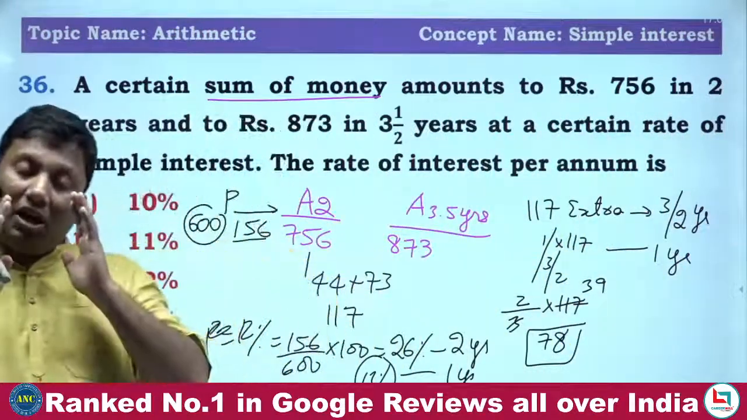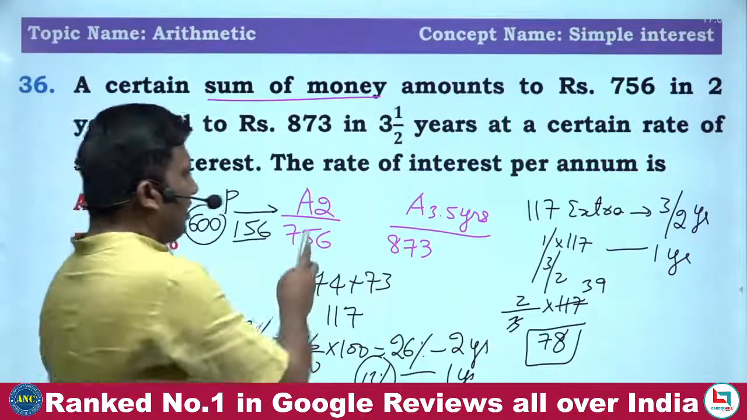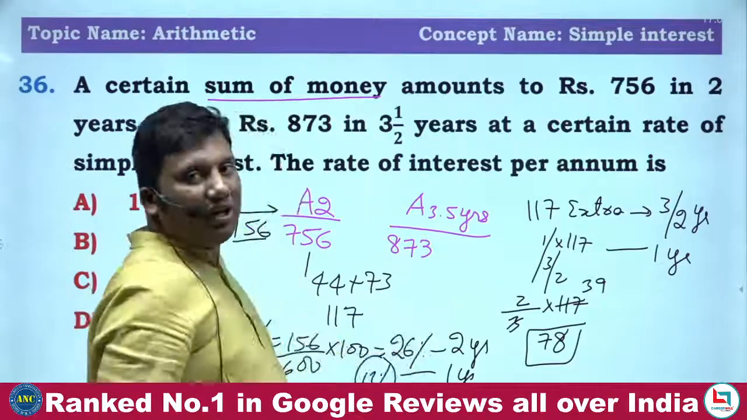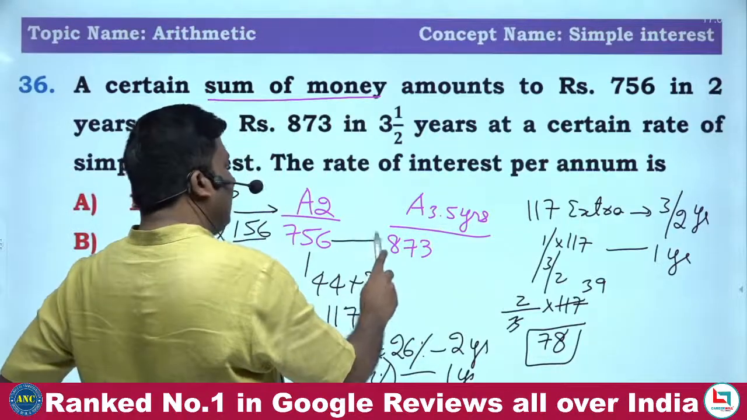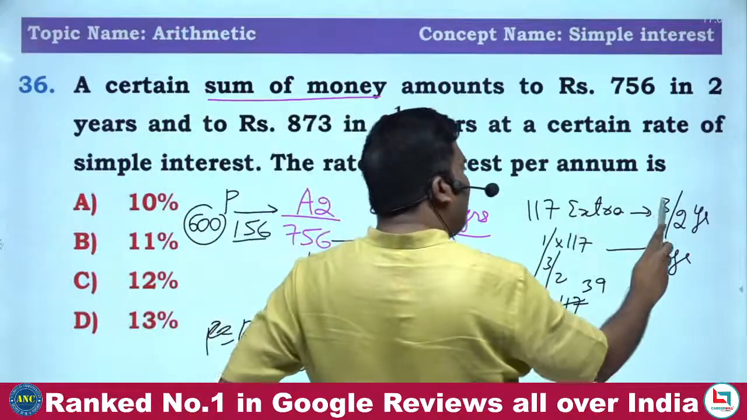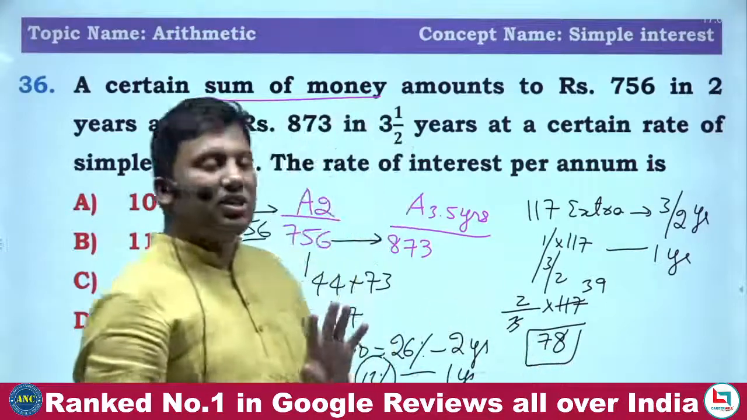No formula, nothing is required. Just by looking at the question, you will get the answer. Amount after 2 years is 756. Amount after 3.5 years is 873. Extra is 117. 117 extra in 3 by 2 years. But I want in 1 year. 1 year it is 78.